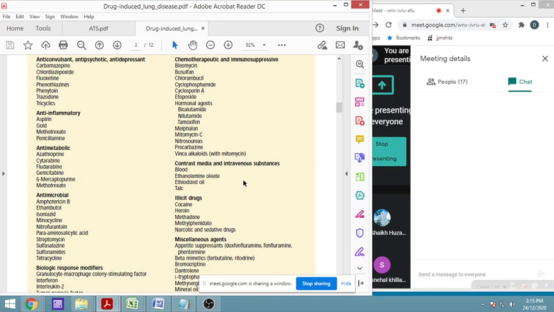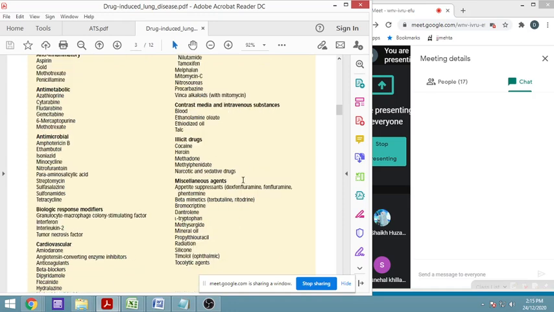Then the drugs which are biological response modifiers, that is, they are acting like natural biological chemicals. So these are like GM-CSF, that is granulocyte macrophage colony stimulating factor, very popularly called GM-CSF, interferon, interleukin 2, TNF, that is tumor necrosis factor.